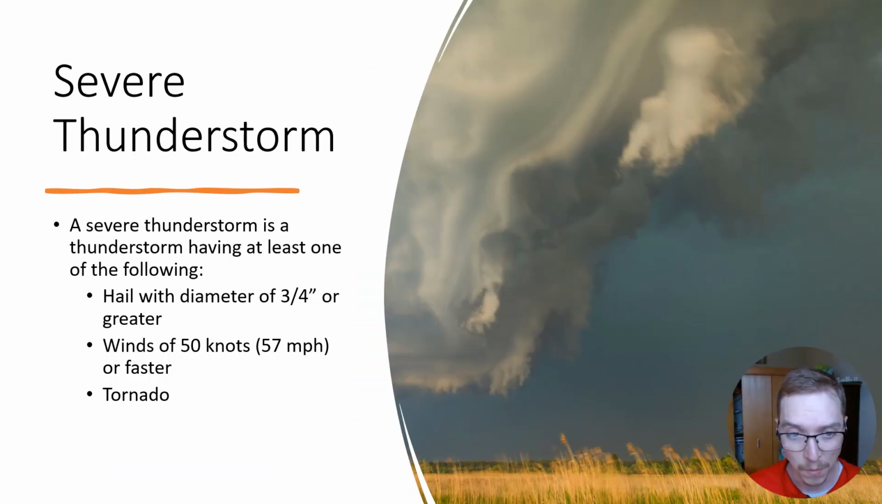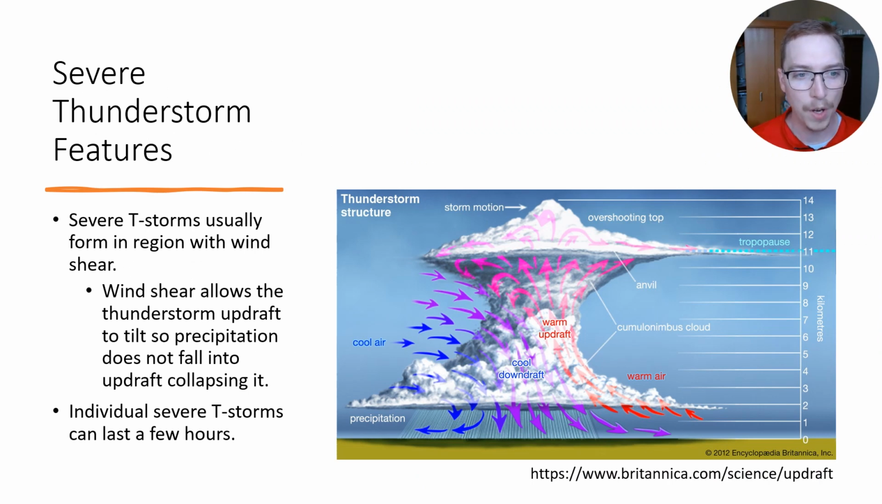Severe thunderstorms are another category. They are thunderstorms that have at least one of the following characteristics: hail with diameter of 3/4 of an inch or greater, winds of 50 knots or roughly 57 miles per hour or faster, or a tornado. Tornadoes, obviously, we'll talk about in a future lecture and shortly after this, but severe thunderstorms are a little bit different.